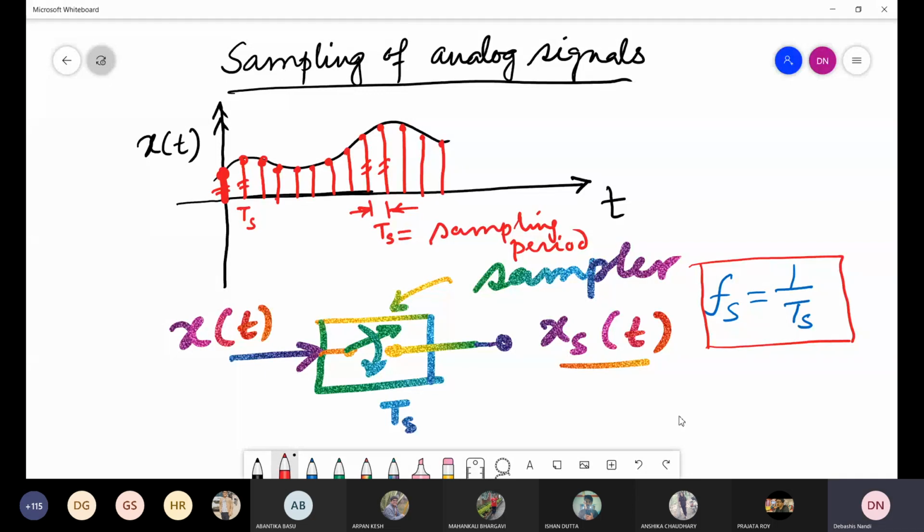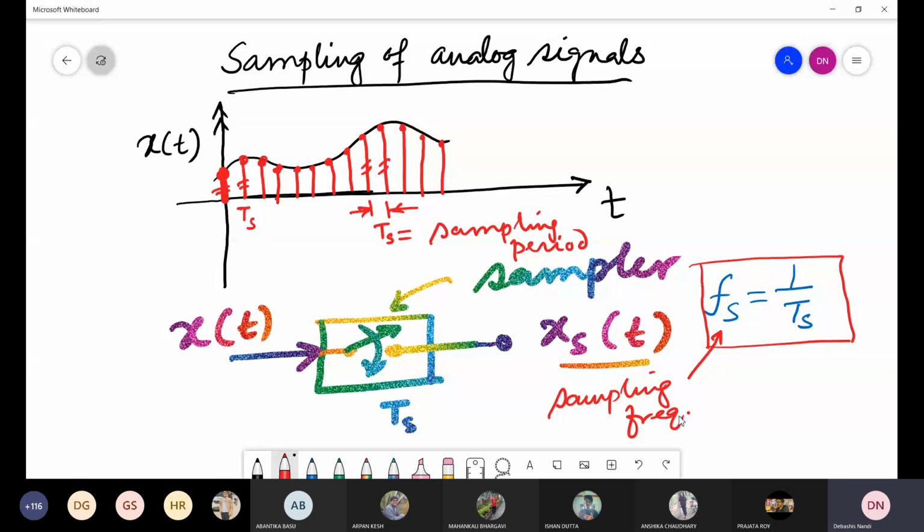And the reciprocal of Ts is called sampling frequency. This one is your Fs. Fs is called the sampling frequency, which is the reciprocal of the time sampling period.